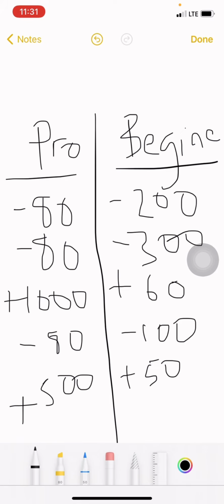So the difference between a pro trader and a beginner trader: pro traders control their risk management as much as they can. You need to have a trading plan. A trading plan consists of all this. But again, when it comes to beginner traders, they don't use a stop loss.